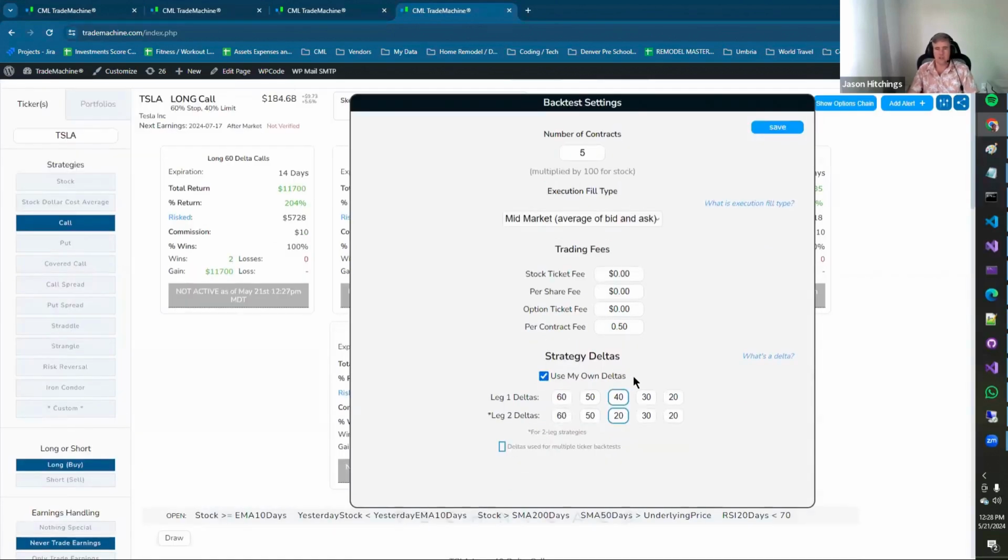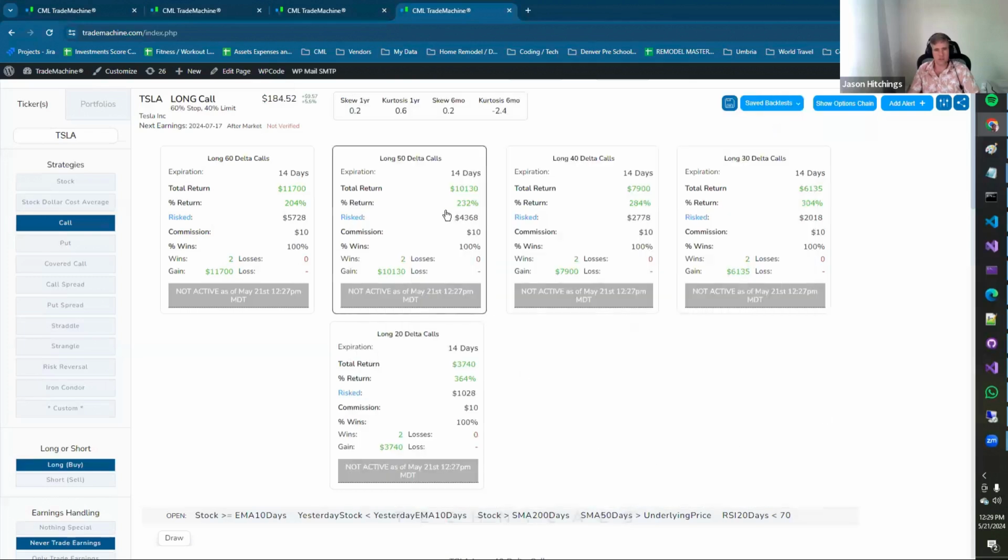And here's where it says custom deltas. So for a one-legged strategy, if you put a comma, it's only going to use the middle one. Or if you put multiple tickers, it's only going to use the middle one. If you don't have that comma, it's going to do 5 backtests and try each one of these deltas so you can see a range. Say, okay, what's the best performance for this particular strategy? This can also be helpful.